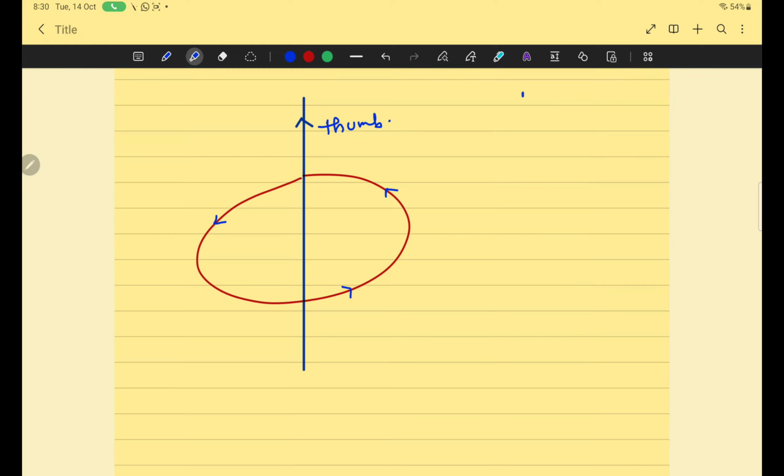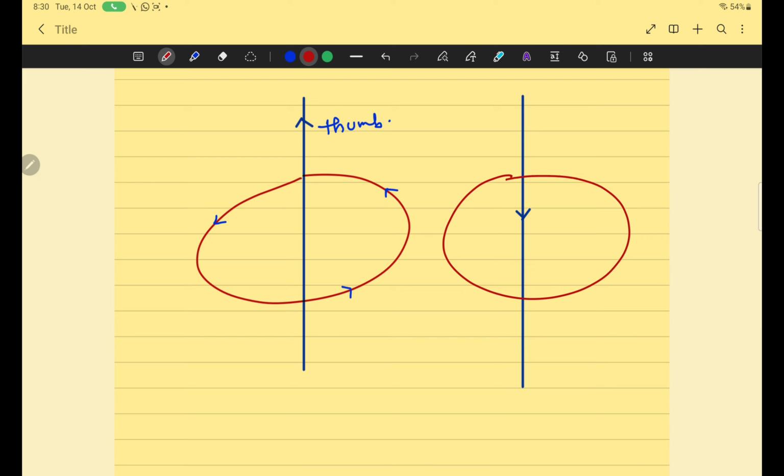And conversely, if the current is passing in downward direction, then obviously when the direction of current is reversed, you will see the direction of magnetic field will also be reversed. And you can see if the current is downward, then the direction of magnetic field is clockwise.